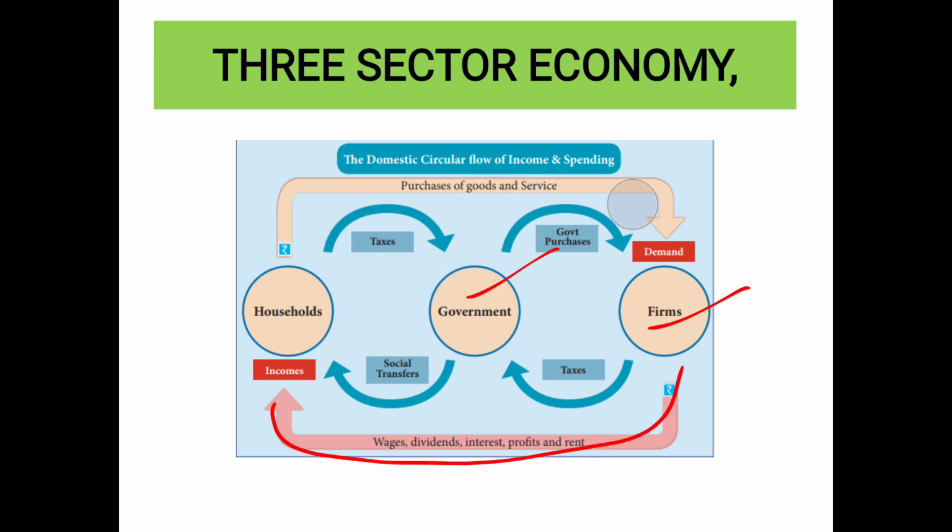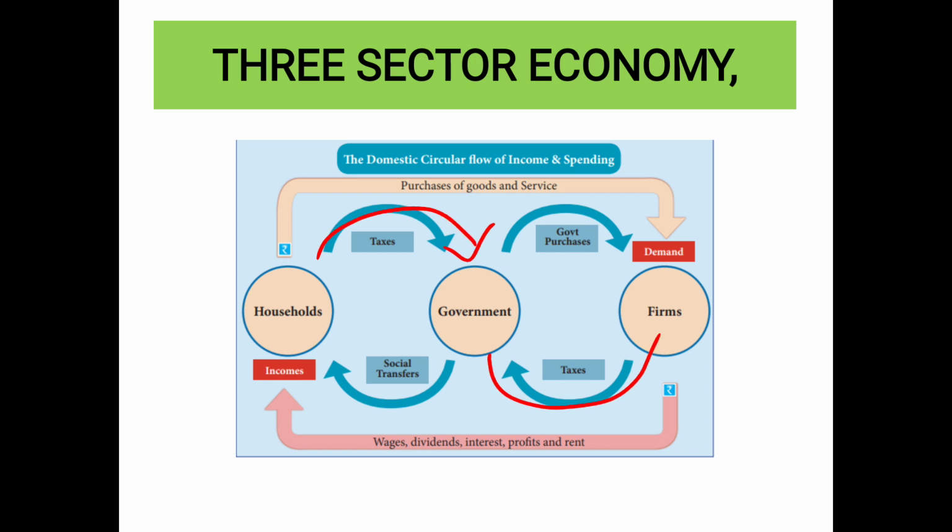And after that what happens? We can see that the households have to pay tax. So firms pay tax to the government, people pay tax towards the government. So from the government, what is the service done to the household? It is supposed to be social transfer. What is done from the government towards the firm? It is government purchase.